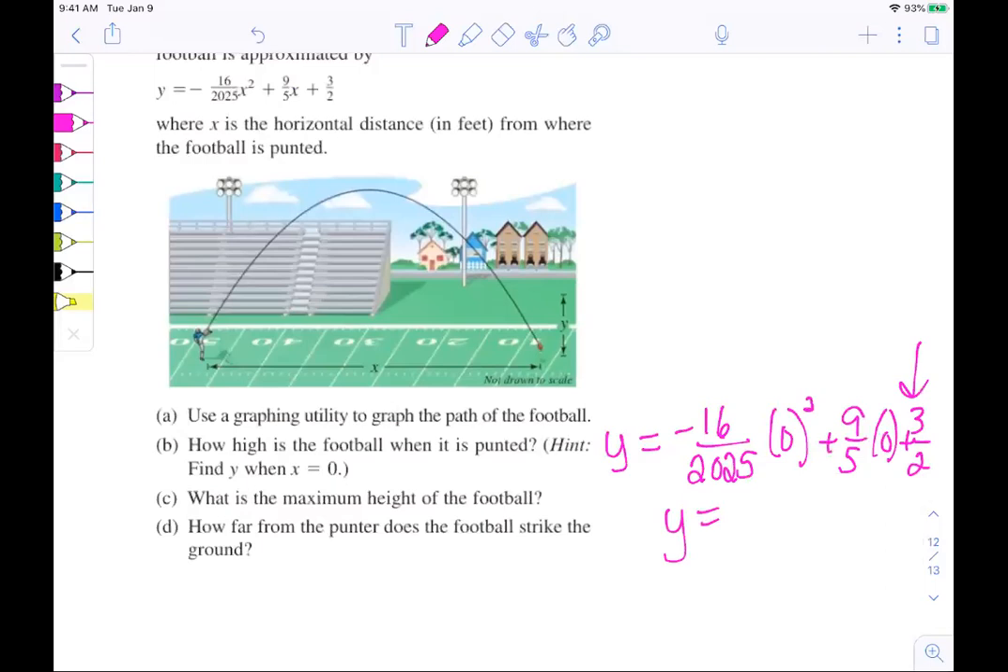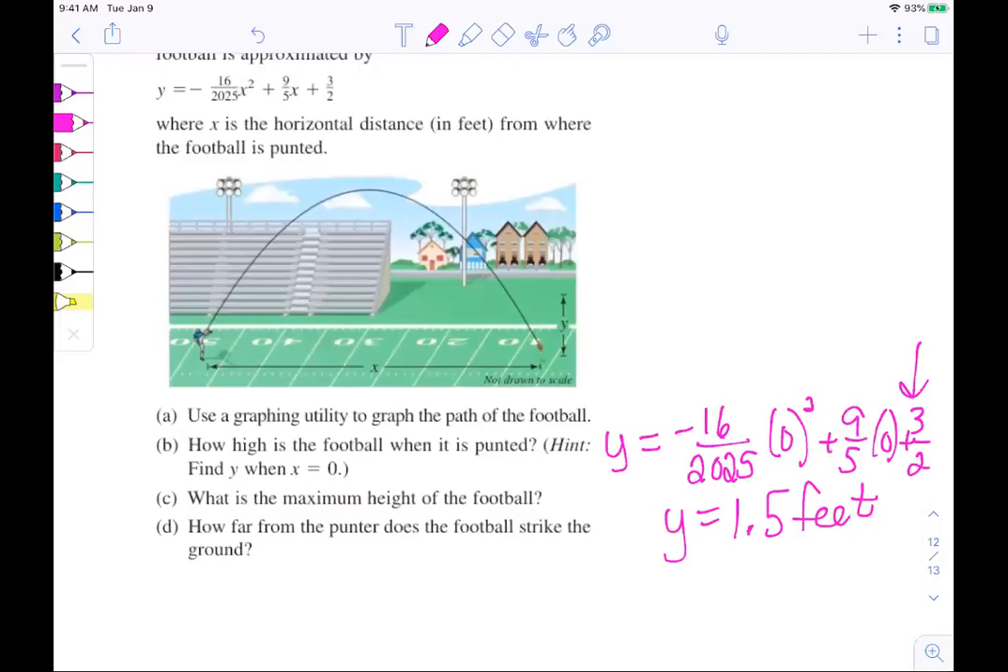Because we plug a 0 in for X, we're really finding that Y-intercept. Where is it starting on the graph, or where is it starting when the football player punts the football? And that's at 1.5 feet. So that's really like the starting position of the graph, the Y-intercept. How high is it when it hits the football player's foot? 1.5 feet above the ground.